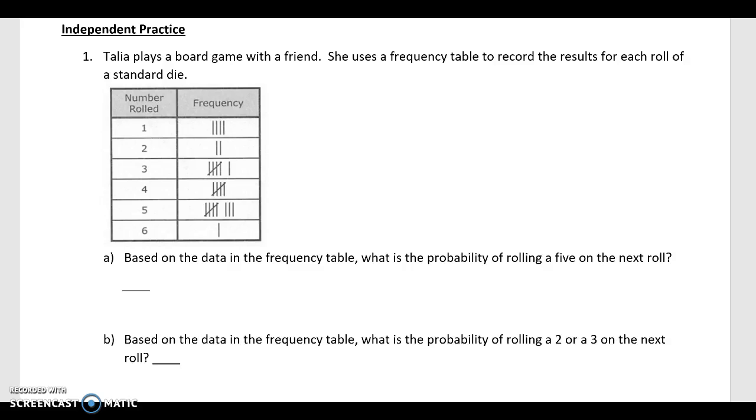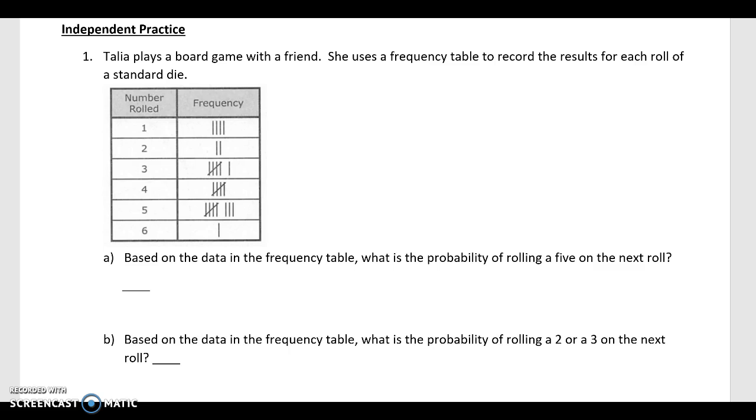All right, so I'm going to help you guys get started on your independent practice. Number 1 says Talia plays a board game with a friend. She uses a frequency table to record the results for each roll of a standard die. So it's showing you here's the number rolled. The number 1 was rolled 1, 2, 3, 4 times. The number 2 was rolled 2 times. The number 3 was rolled 6 times.